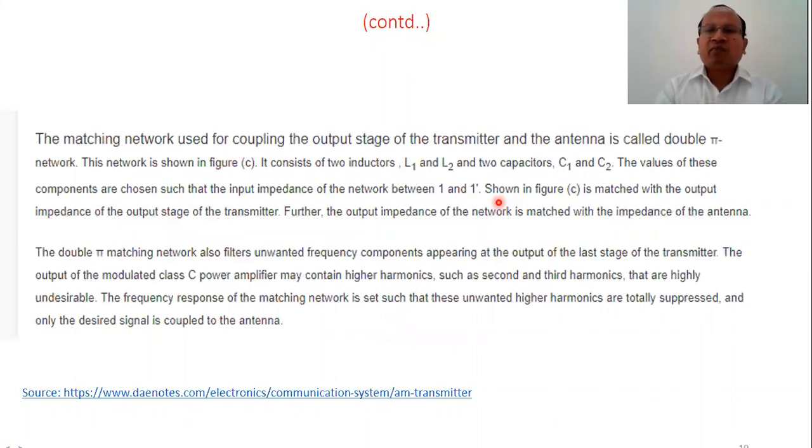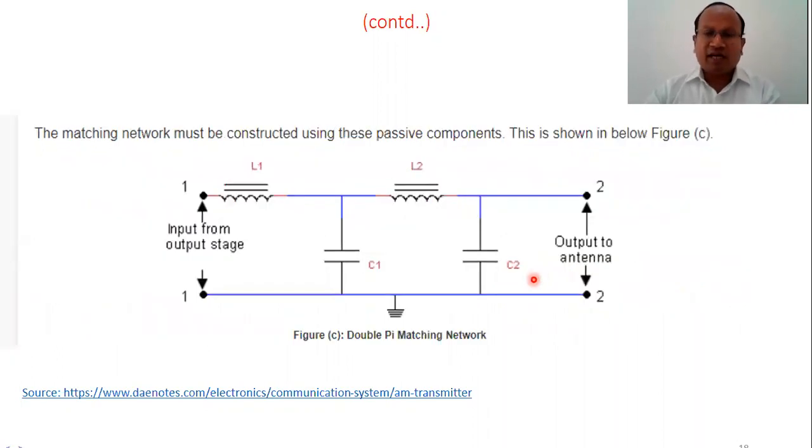So the matching network couples the stage where we are using two inductors, two capacitors. As I told you, the values are chosen in such a manner that there is impedance matching between the output impedance of the output stage and the input impedance of the antenna. There must be matching. The matching network also filters unwanted frequency components appearing at the output stage. In addition to the matching operation, it also filters, because we know that the L and C are constituting a suitable type of filter also.